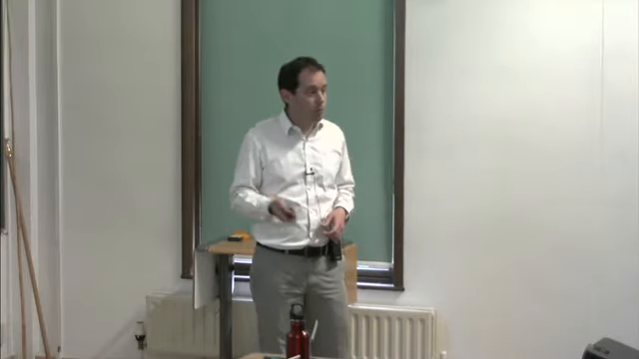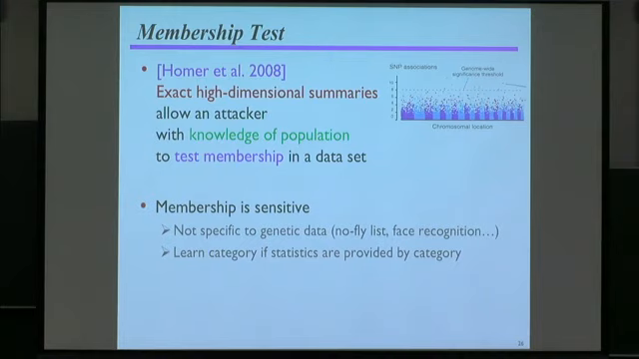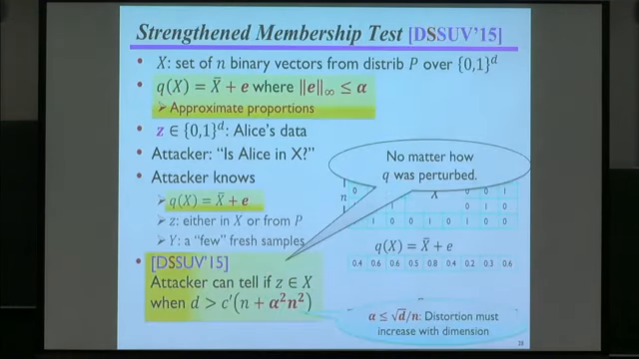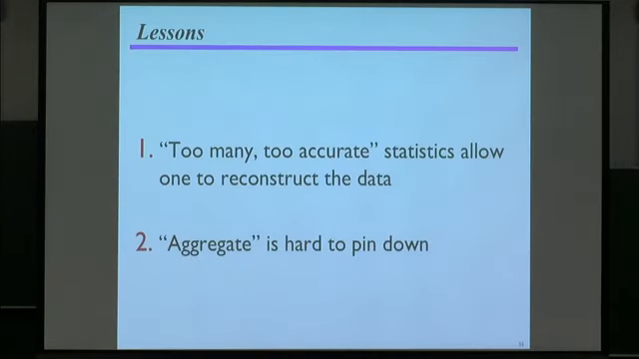Cynthia is going to talk more about this broad topic in her talk later in the week. I'll just mention that she'll be talking, among other things, about some recent work that we did on making these tests more robust even to noisy statistics. So I'll skip over that and just summarize the discussion so far: too many, too accurate statistics allow one to reconstruct the entire data, so they're incompatible with any kind of real privacy guarantee. And maybe the meta lesson is that this notion of aggregate is hard to pin down.